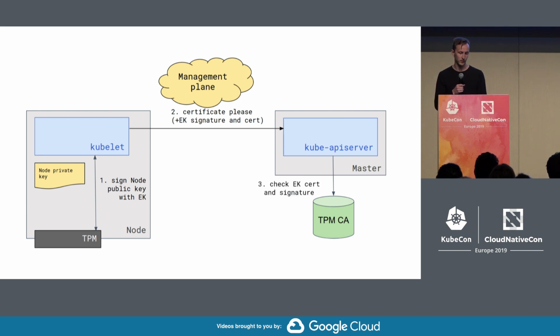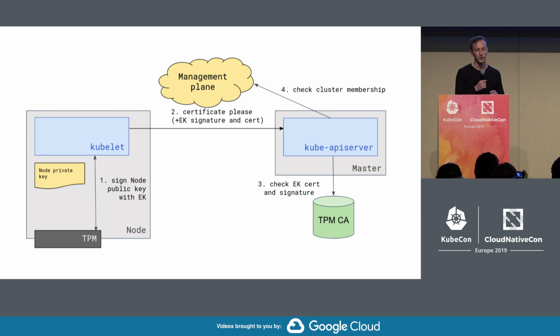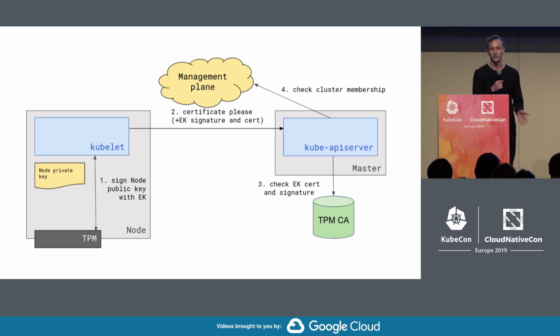The master, which knows about the certificate authority that the TPM vendor used to sign this EK certificate, will validate it. It will validate the signature of the CSR blob. And importantly, it will also check the intended membership. So is this node expected to be in this cluster at all? Because otherwise, any node that has a TPM from exactly the same vendor could just pretend to be a node and get a certificate.